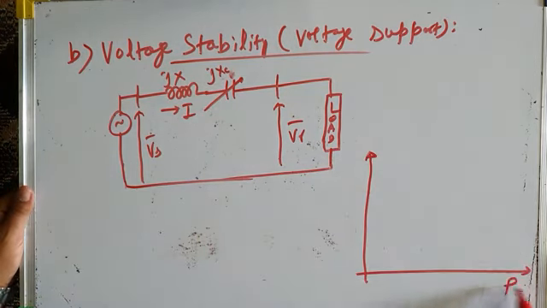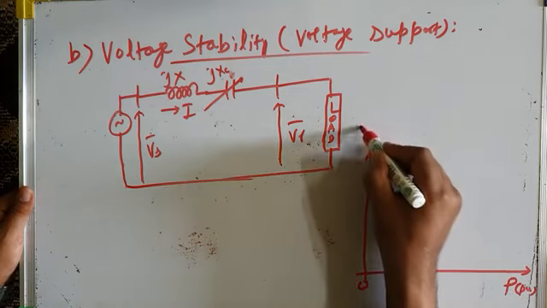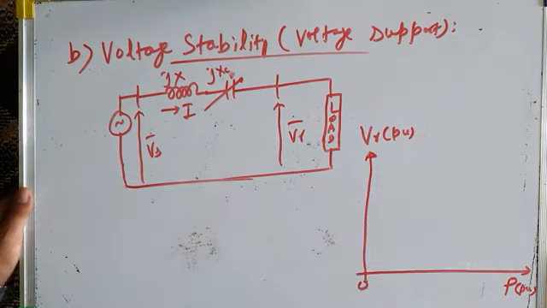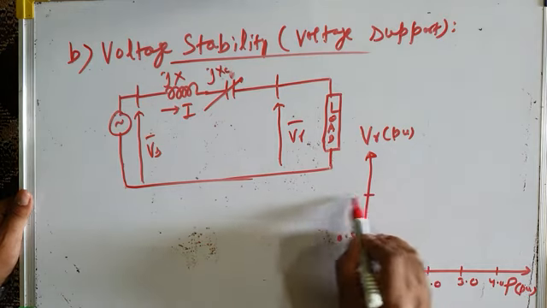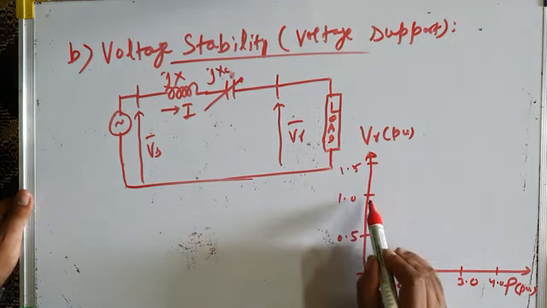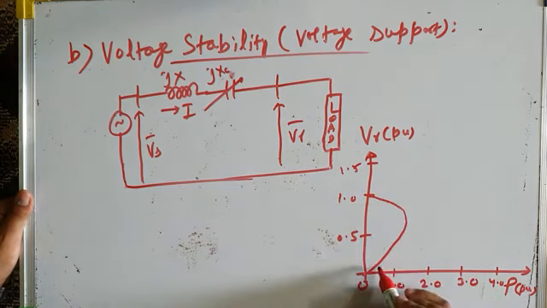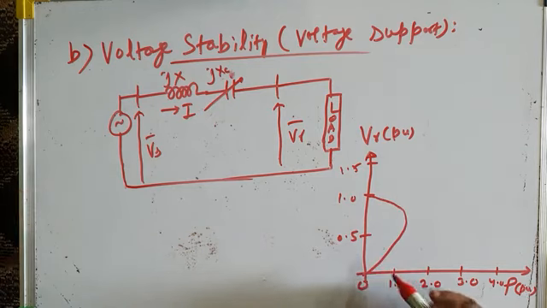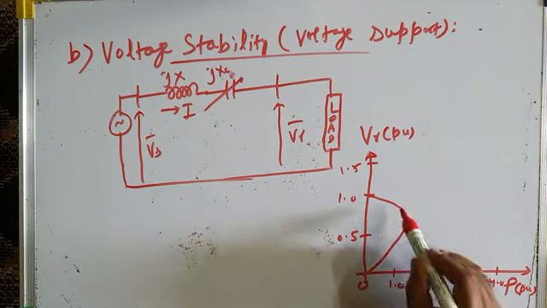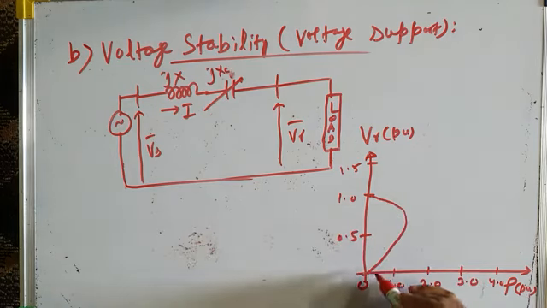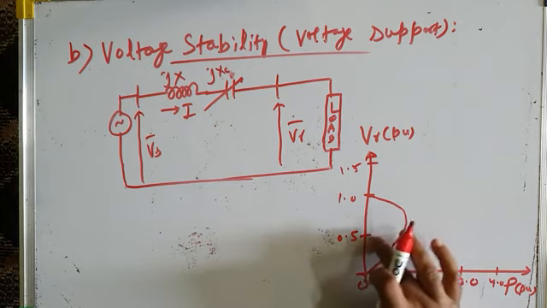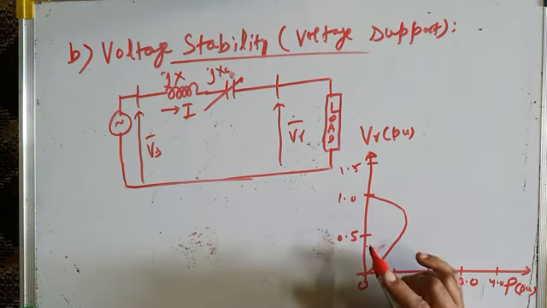This is power drawn by the load in per unit versus receiving end voltage or load voltage in per unit. For example, this is 1 per unit, this is 2 per unit, this is 3 per unit, this is 4 per unit. Receiving end voltage is 0.5 per unit, 1 per unit, 1.5 per unit, and so on. So it is something like this. This is, for example, the voltage, receiving end voltage versus power characteristic or graph for XC equal to 0.